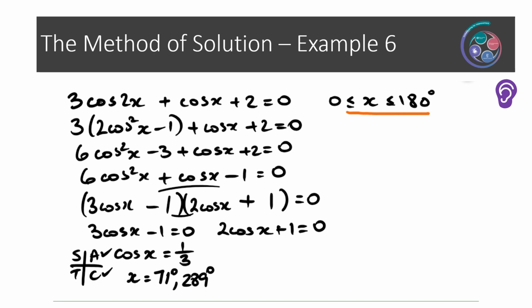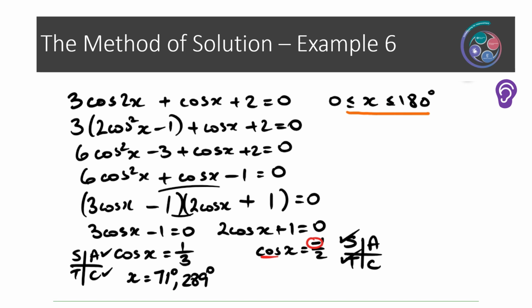The second factor equal to 0, that leads to cos x equals, take the positive 1 over, take the 2 over, cos x equals negative a half. Again, from your CAST diagram, this time it's a cos question, but it's a negative one. So we're going to tick the places where the cos is negative, which is the S and the T quadrants.